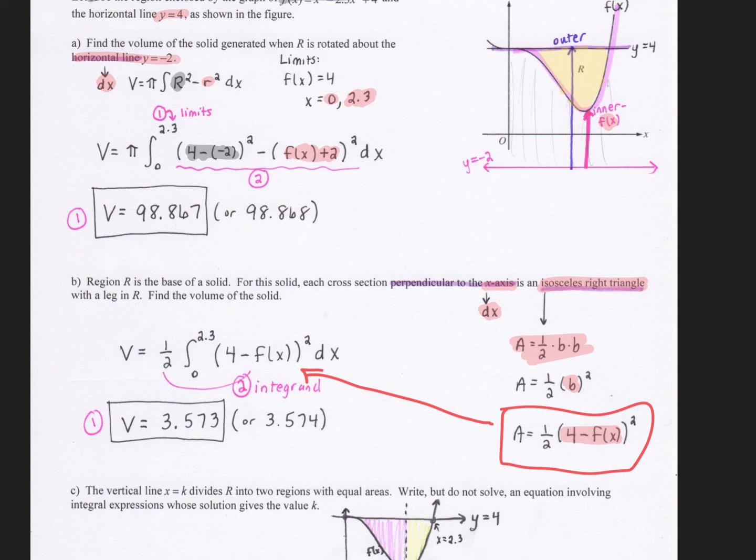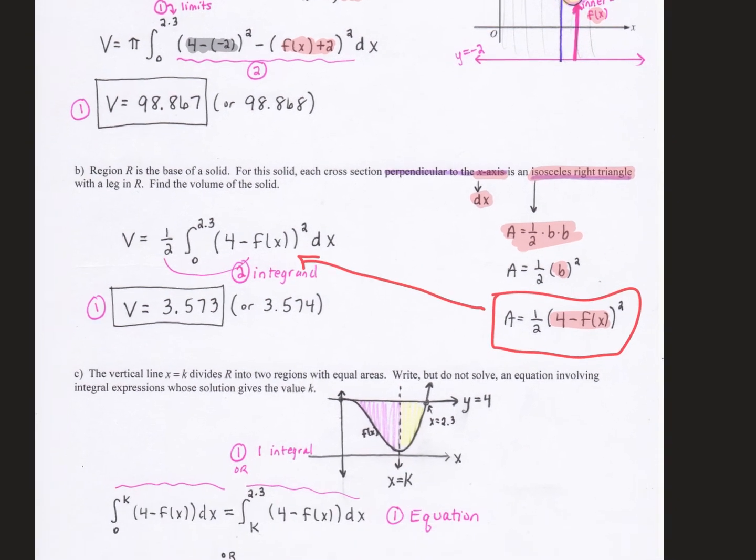Point-wise, you're going to earn 2 points for that correct integrand. The 1/2, like I said, could be in either place. In here, you could write 4 minus f of x, or it's okay to write f of x minus 4. Either one is okay. Then you would just put that in your calculator and arrive at either the truncated answer of 3.573 or the rounded answer of 3.574.